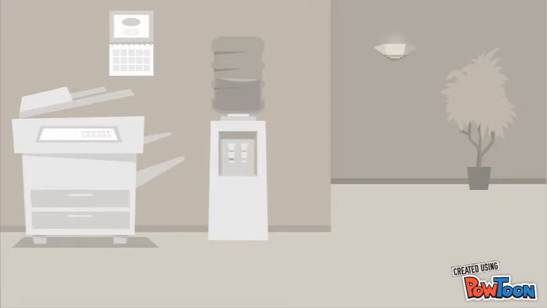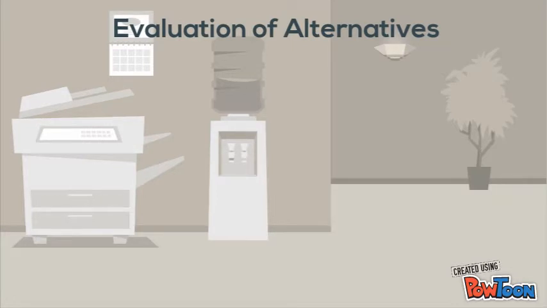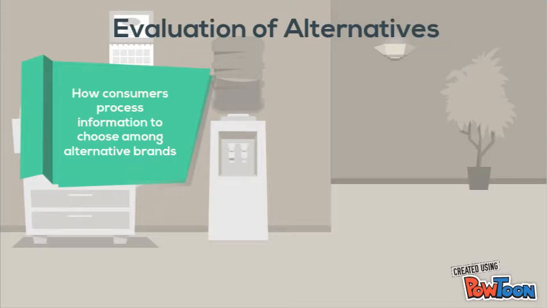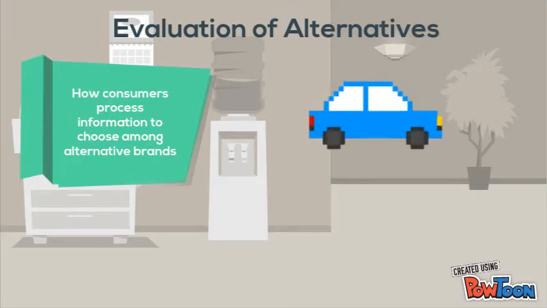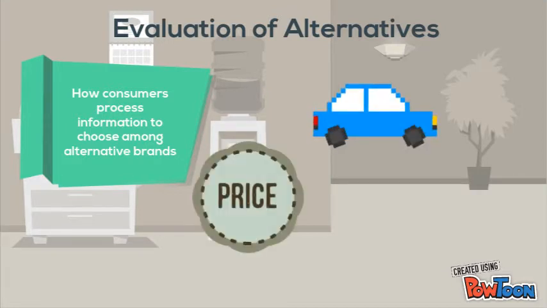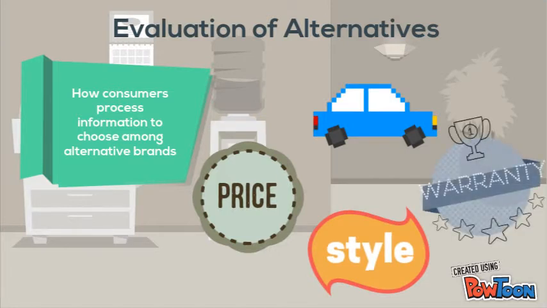After researching, the consumer arrives at a set of final brand choices in the evaluation of alternatives stage. This stage analyzes how consumers process information to choose among alternative brands. Consumers typically base their decisions on various attributes. For example, you could be basing a car purchase off of the price of the car, the style, and the warranty. Ideally, the buyer will choose the brand with the best attributes overall. However, consumers value each attribute and evaluate brand alternatives differently.